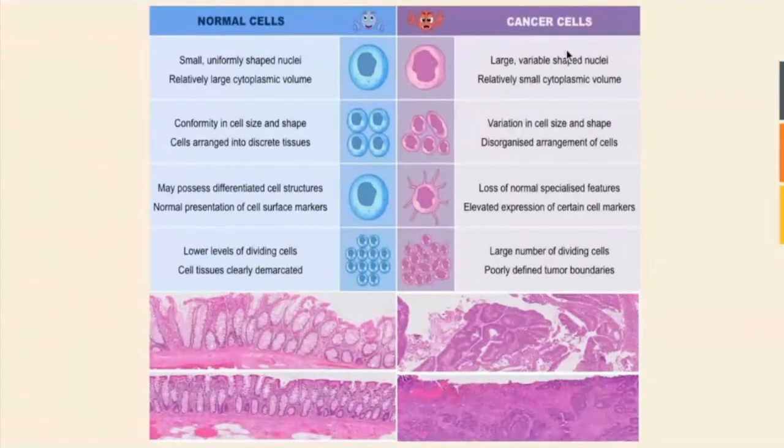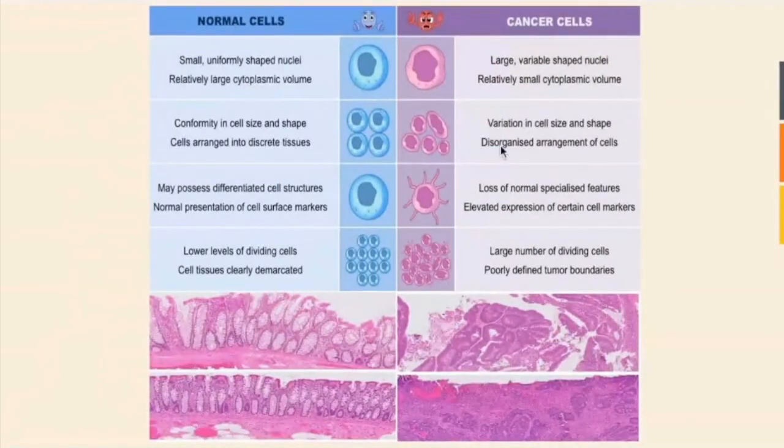But the cancerous cell or tumor has large, variable shaped nuclei. The shape is not uniform. Sometimes it becomes clumped, and it has a relatively small cytoplasmic volume because the nucleus is so big that it takes the space of the cytoplasm. Normal cells show conformity in size and shape, arranged in discrete tissue, but for abnormal cells, the arrangement is disorganized. You will see in this picture that it is not organized. We cannot differentiate between cuboidal epithelium or simple pseudostratified epithelium.